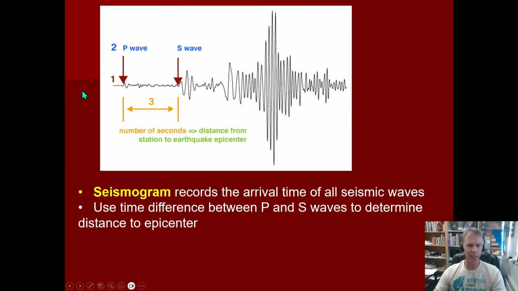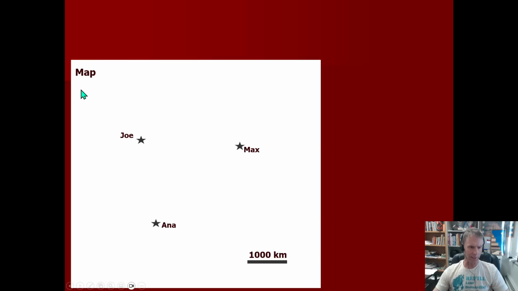So let's use a fun example here to see how this might work. Let's say we have three good friends, Joe, Max, and Anna, and they all have seismograph stations. They all have seismometers. Santa was good to them that year for Christmas, and they got a brand new shiny seismometer sitting under the tree. Fantastic. And you can see where they live here, a little bit of scale. They all live in this region, and they all record the same earthquake.